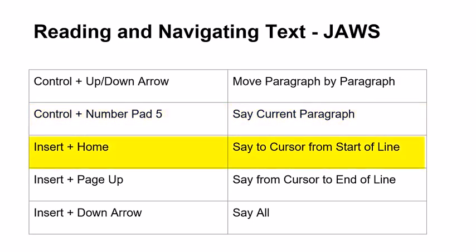Insert key plus home will say to the cursor from the start of a line. So from the start of a line to the placement of the current cursor. Insert plus page up will say from the current cursor location to the end of the line, so the opposite. But insert down arrow will just begin to read.